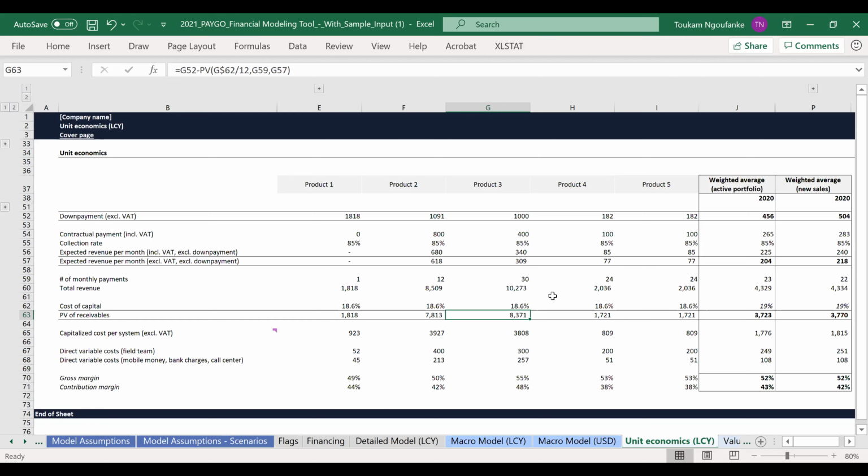Based on that, let's assume in this case that the cost of capital was about 19%. Then the present value of those 30 payments you're expecting in the future, today, is 8371. Think of this number as saying, if I came to you and said, look, I want to buy that customer's receivable from you, what is the lowest you'd want to sell it to me, given what it's cost you? That's what that 8371 is.